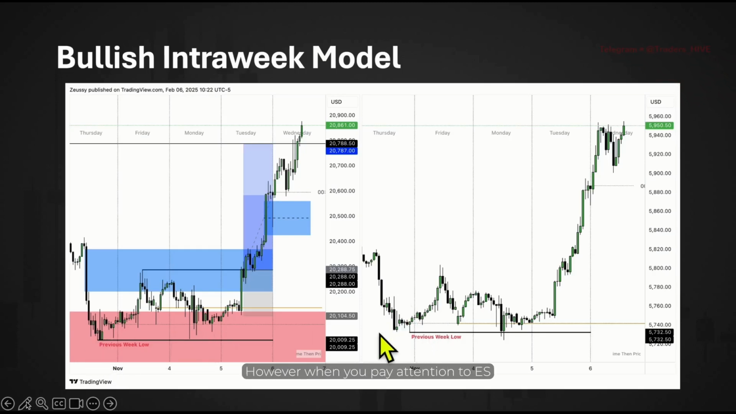However, when you pay attention to ES right here, what you can see is that ES took out the previous week's low and then began expanding towards the upside. That right there is SMT relative to the weekly low, and that confirmed that we were forming a low inside of that old CB's price range, and that means that we're likely going to see the next expansion leg higher taking place soon.